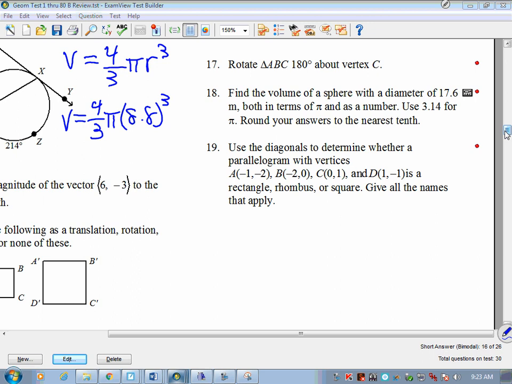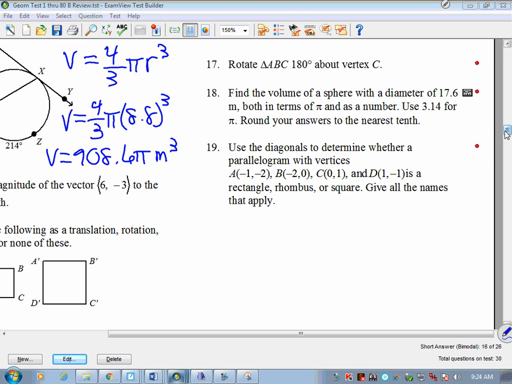Okay? What is 8.8 times 8.8 times 8.8? Right? That's 8.8 cubed. What is 8.8 cubed? Now multiply that by 4. Now divide that by 3. 908 point what? 62, but we want it to the nearest tenth. 908.6 pi meters cubed. Is that right? Is that the answer that's in the answer key?